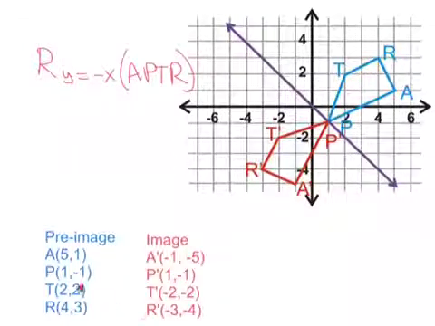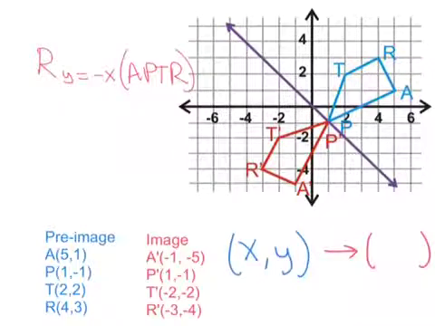And when we study these coordinates, not only do the x and y switch places, but the sign is also changed. So (5, 1) becomes (negative 5, negative 1). And (4, 3) becomes (negative 3, negative 4). In other words, the x value becomes the opposite of y and vice versa. So (x, y) becomes (negative y, negative x). So the x and y have switched places and they've changed signs. And that will always be the case when we reflect about the line y is equal to negative x.